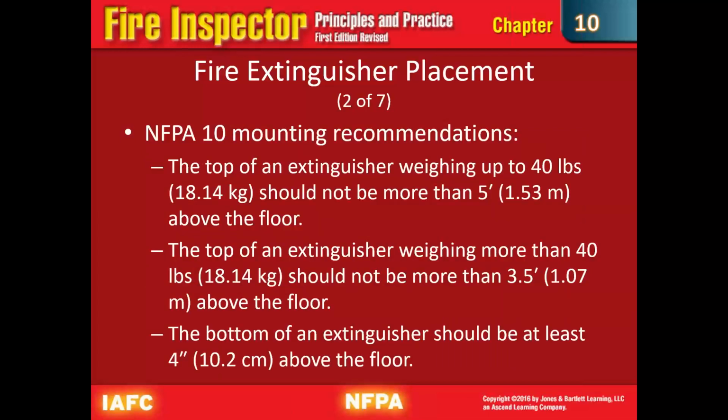All right, NFPA 10 has the different mounting recommendations. The top of an extinguisher weighing up to 40 pounds should not be any more than 5 foot above the floor. That's really high to mount any extinguisher. The top of an extinguisher weighing more than 40 pounds should not be more than 3.5 feet above the floor. The bottom of the extinguisher should be at least 4 inches above the floor. You have a range, and this is coming from NFPA. IFC is very similar. They actually break it down in inches.